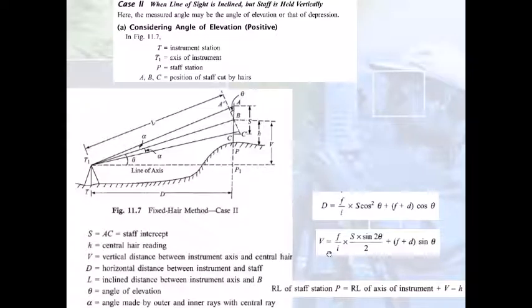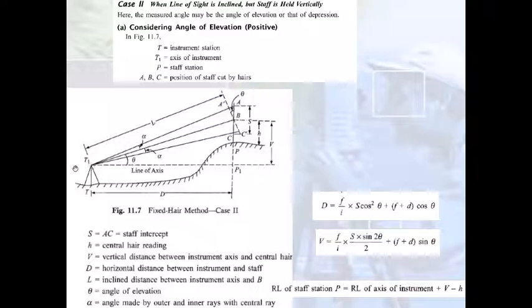So now that we have the horizontal distance and the vertical distance between the horizontal line of sight and the inclined line of sight, what needs to be calculated now is the reduced level of this leveling staff station. This reduced level of the leveling staff station can be given by the reduced level of the axis of the instrument, which is this one, and the reduced level of this axis of the instrument can be calculated, which is the height of the instrument.